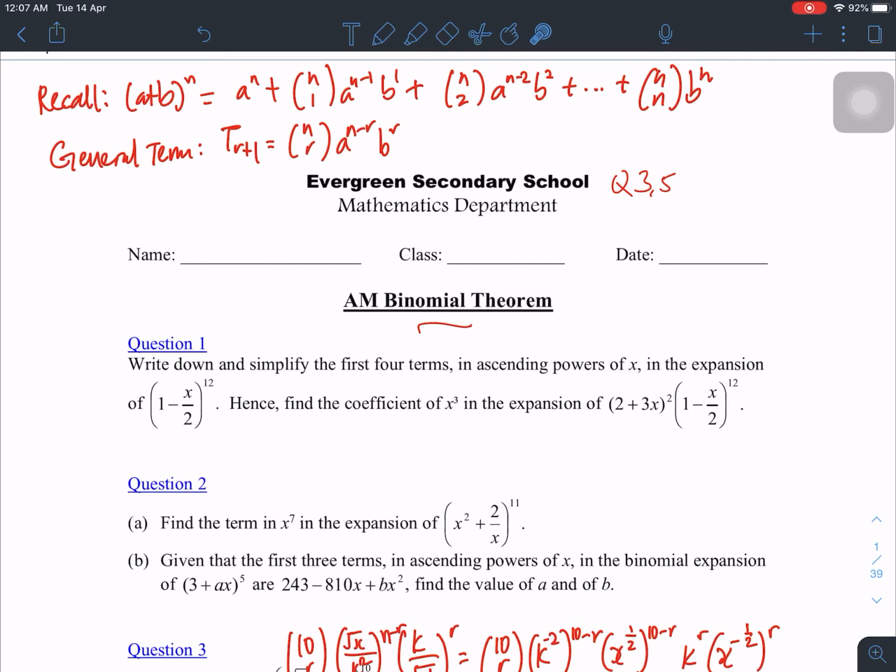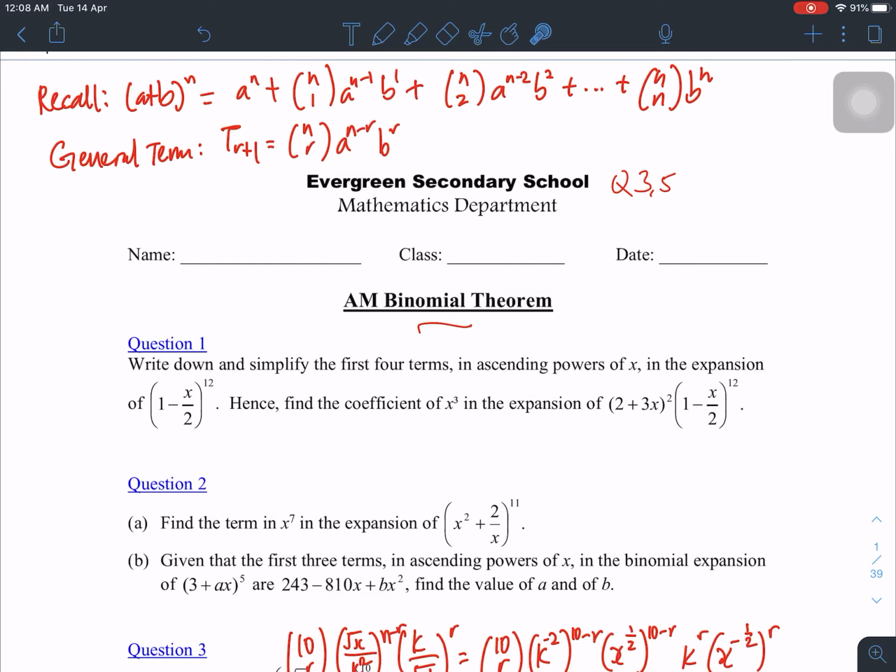Before we start, let's recall two important formulas. The first formula is the expansion formula for (a + b) to the power of n, where n is a positive integer. When you expand this expression, you should get a to the power n plus n choose 1, a to the power n minus 1, b, and so on. The power of the first term decreases while the power of the second term increases for each subsequent term. The last term would simply be n choose n, b to the power n. So that's the first formula.